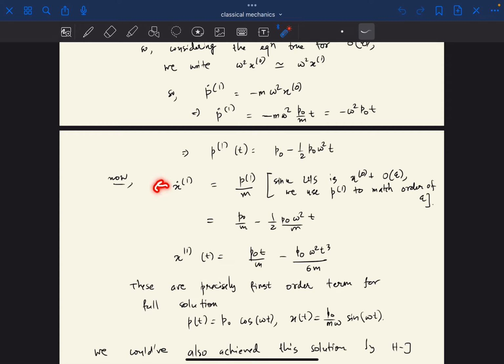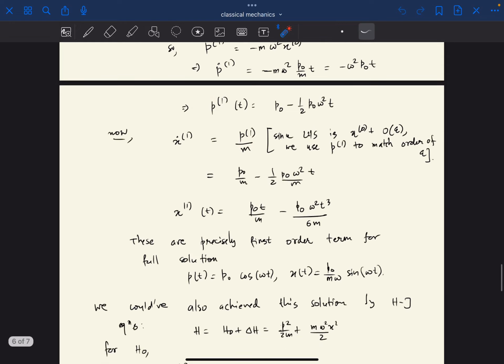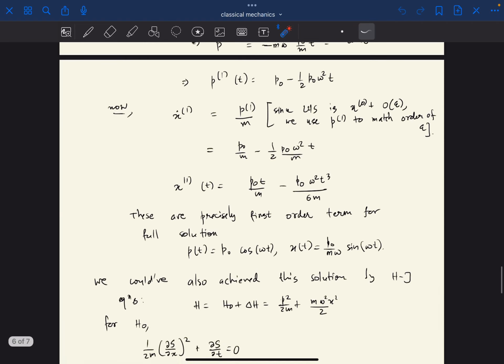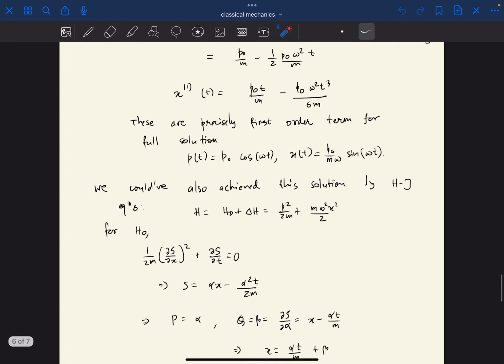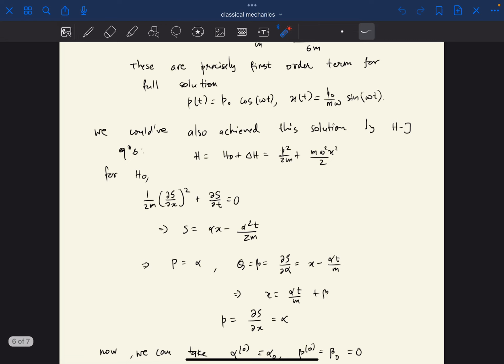So in the LHS we have order epsilon, but if we use p0 here, which is not order of epsilon, we actually can use p1 here also, which we found in the last step. So this is what we got, and x1 as a function of t gives me this. So these are precisely the first order terms for the full solution. P of t is p naught cos omega t, and x of t is p naught by omega sin omega t. So this can also be achieved from Hamilton-Jacobi equations.